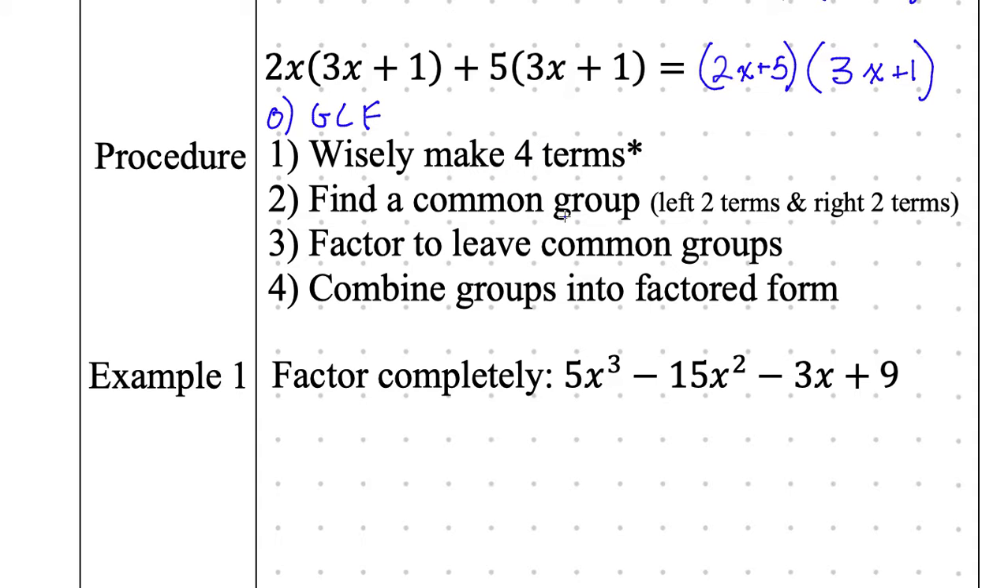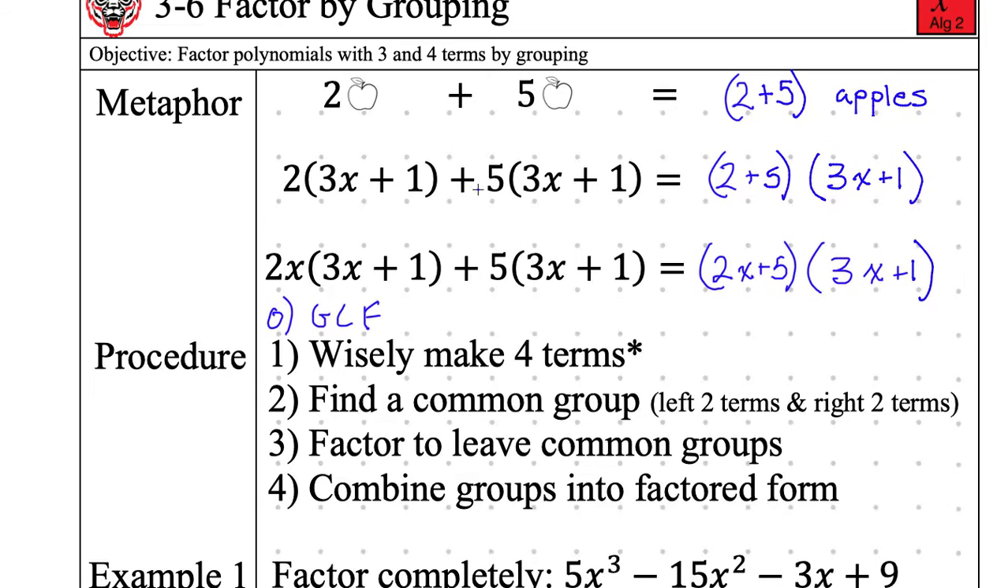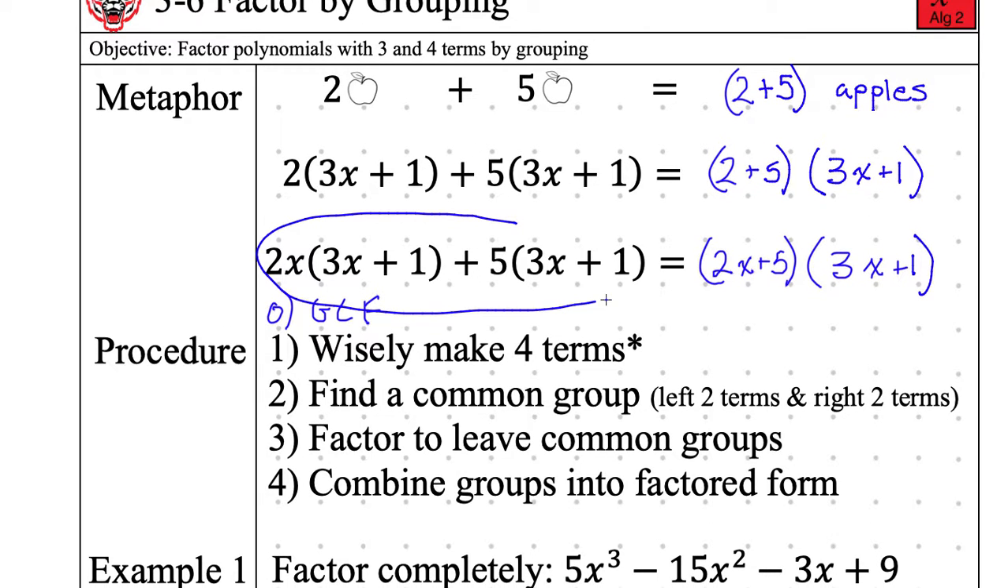You also need to find a common group. I already found the groups for these. They're 3x plus 1. I'll show you how to do that in a sec, but that group needs to be the same group for the left and the right 2 terms. Finally, we're going to factor to leave the common group, so this step has it factored out. Then I'm going to combine the groups into factored form. Step number 4 is the step that most students are uncomfortable with, which is why I started my metaphor, which is going from the left-hand side here to the right-hand side. That is doing step number 4.